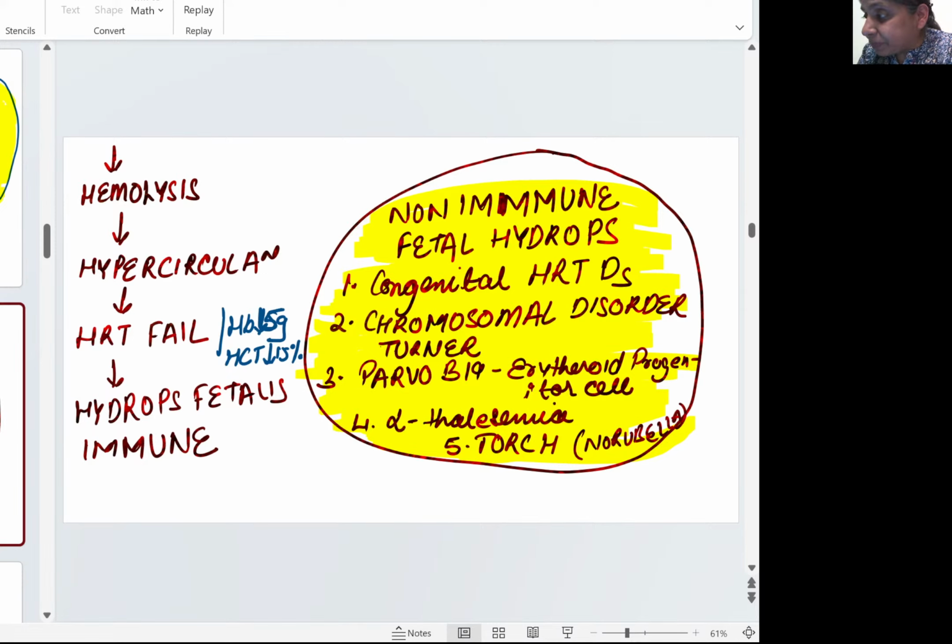Yes, then hemolysis will occur, right? Hemolysis will occur. Anamnestic response will be there. Much larger amount of antibodies will be formed in immunoglobulin G. Then due to this hemolysis, heart will fail. Heart will fail, leading to hydrops fetalis. Is it clear? Okay. What are the causes of this?